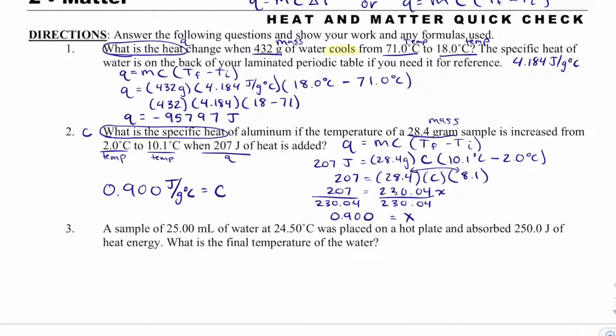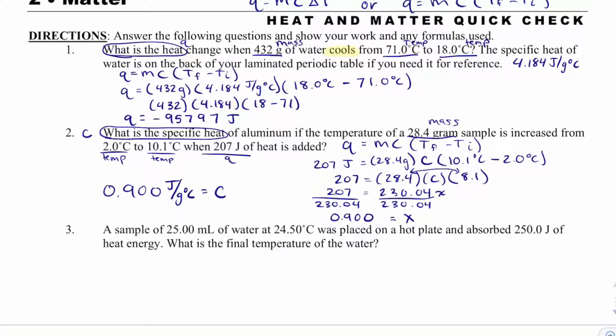The last one we're going to do here is number 3. Number 3 says a sample of 25 milliliters of water at 24.5 degrees Celsius was placed on a hot plate and it absorbed 250 joules. That's a Q. And then that's a temperature. We need to solve for the final temperature of the water. So our formula is Q equals mc (T final minus T initial).